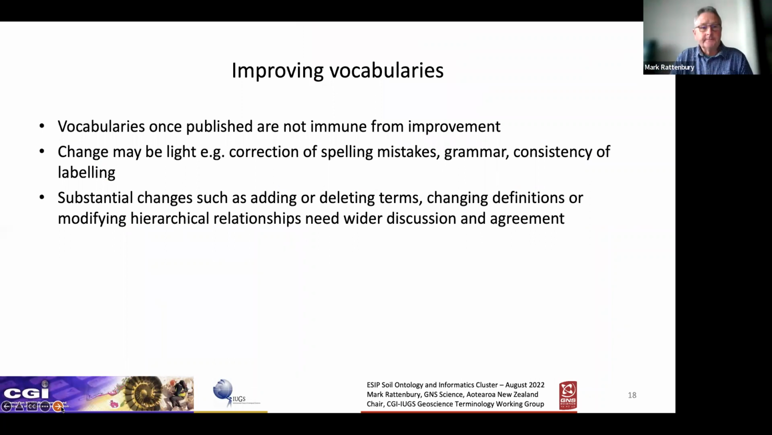Once you publish, of course, they should never be regarded as the final word, and they're not immune from improvement. Often there's a case of going back and correcting a few minor things, spelling mistakes, for example. But there may be instances where you want to do something more substantial, like adding or deleting terms, or modifying their definitions or their hierarchies. This needs to be done in a wider context. It's not for an individual to do this. It really does require going back to the governing group. In my case, that's the Geoscience Terminology Working Group, and then we go through another iterative process of looking at those changes and adopting them. Next slide.